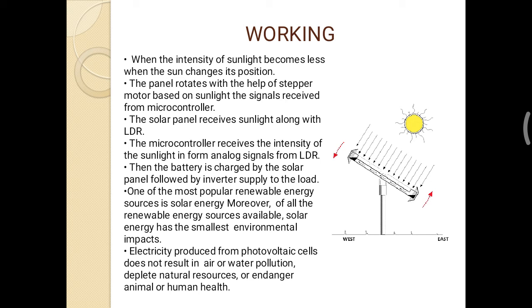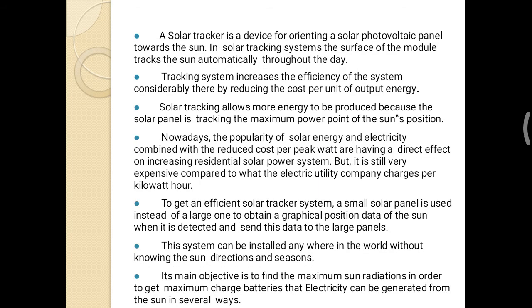Solar energy is one of the most popular renewable energy sources. Moreover, of all the renewable energy sources available, solar energy has the smallest environmental impact. Electricity produced from photovoltaic cells does not result in air or water pollution, deplete natural resources, or endanger animal or human health. A solar tracker is a device for orienting a solar photovoltaic panel towards the sun.